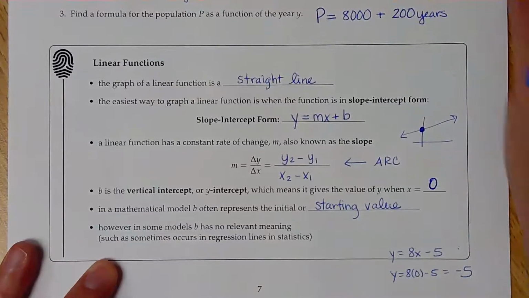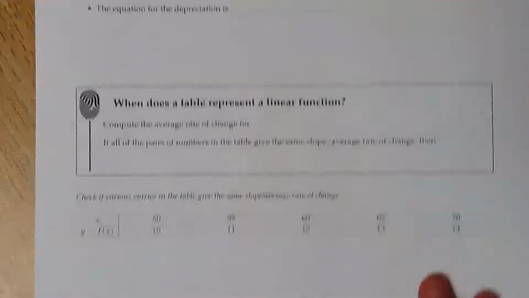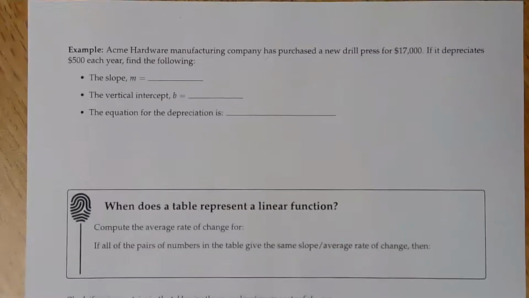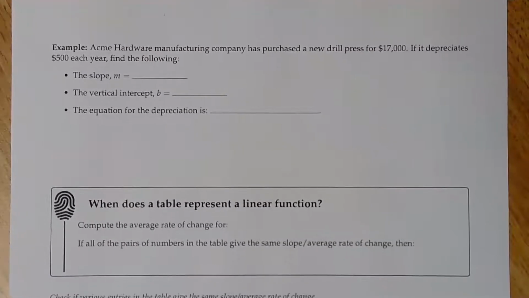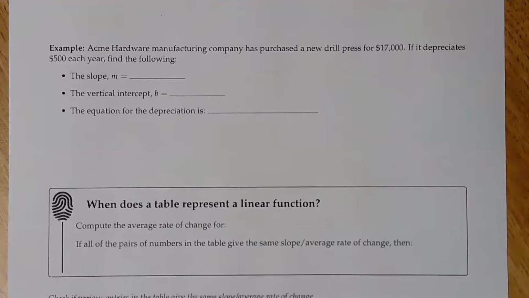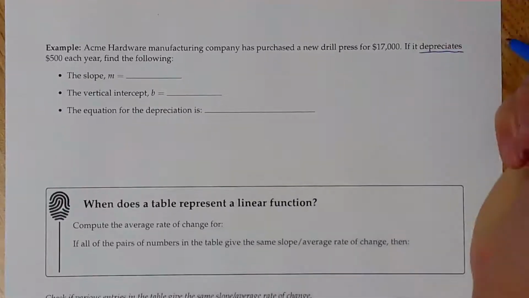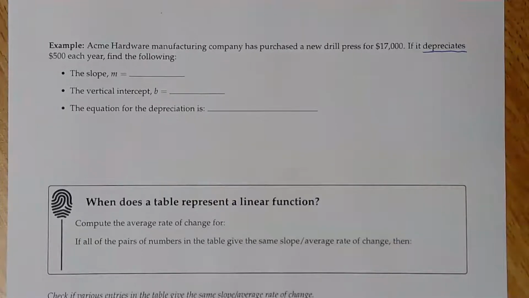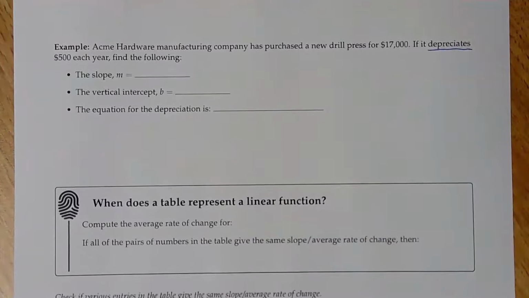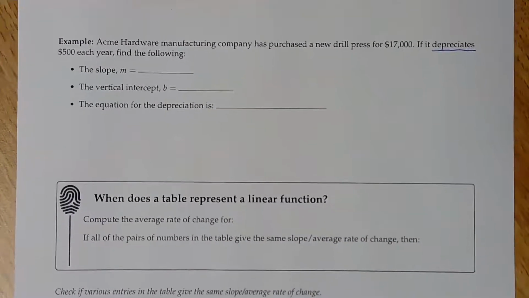All right, so let's give this a try. Turn to the next page of that classwork. We'll look at this example at the top. Acme Hardware Manufacturing Company has purchased a new drill press for $17,000. If it depreciates $500 each year, find the following. This word depreciates, if you're not familiar with that, means it loses value. Think if you buy a new car, each year you have the car, it goes down in cost or down in price, or how much you could get for it if you were to sell it.